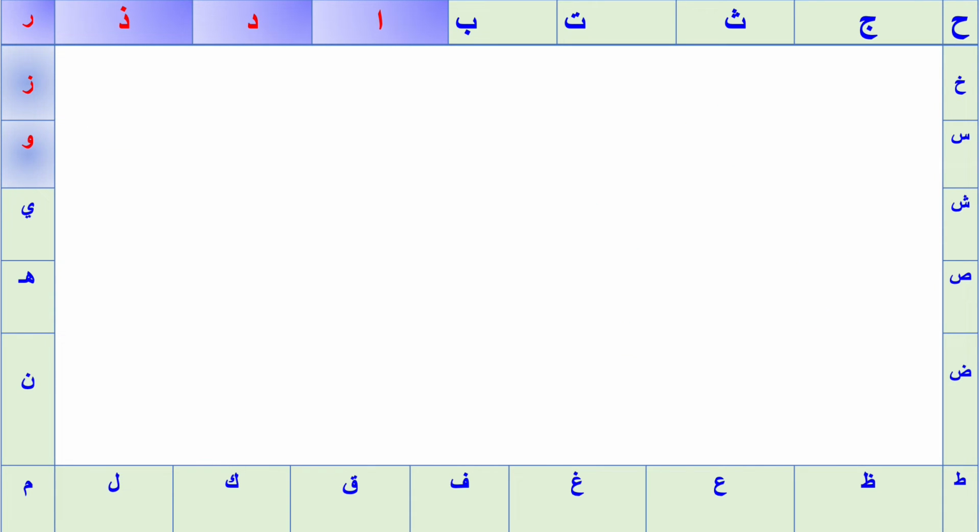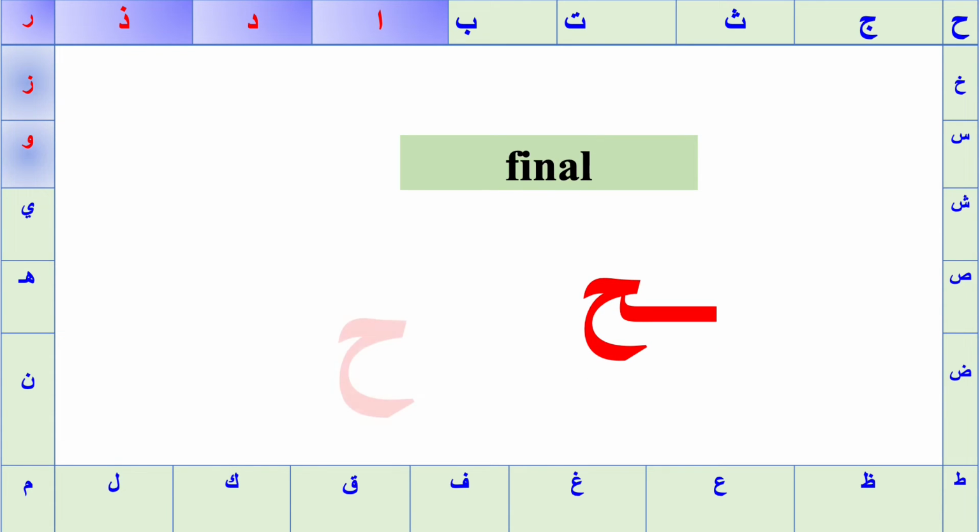Let's look at the final shape, or the shape when this letter is final in the word, when it comes at the end of the word. We can distinguish the following two shapes. Let's have examples that can show these shapes.